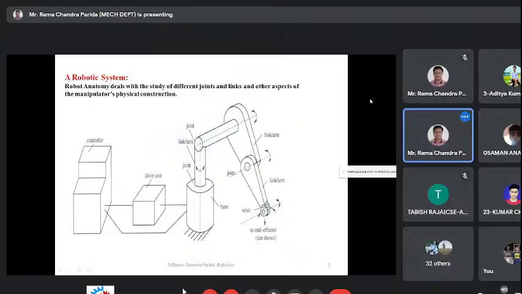So you can see various parts: a base is there, joints are there, link arms are there. Some drive units are there and also a controller is there. Both arms are linked together by a joint. You can see that two links or two arms are joined together by a joint. Yes or no? Yes, sir. These are the main parts of this robot, and if we study about this in detail, this is called robot anatomy.